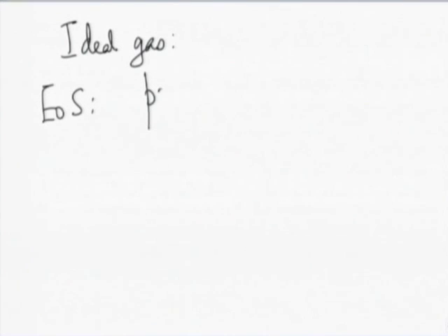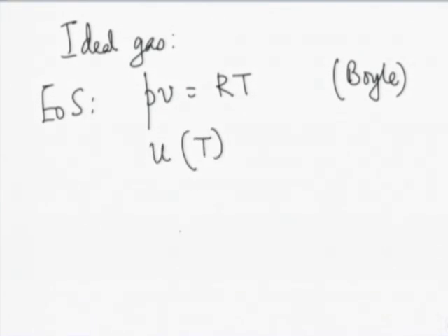Take for example, we know that the so called ideal gas is governed by two laws. The PVT relationship is governed by the Boyle's law, equation of state. But then we have U is a function only of T. That means if you consider U as a function of T and V, then it does not depend on V, that is Joule.